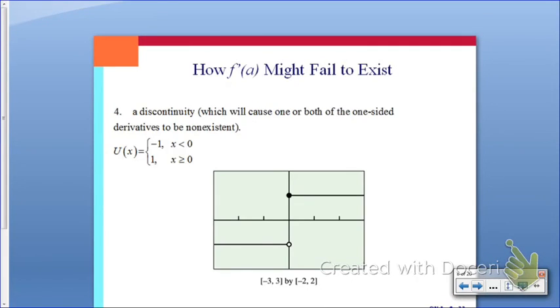Fourth, a discontinuity, which will cause one or both of the one-sided derivatives to be non-existent. This one's probably the most clear type of place where a derivative is going to fail to exist, where you have a type of discontinuity, which we've already talked about the different types of discontinuities, such as point discontinuity, jump discontinuity, and infinite discontinuity.